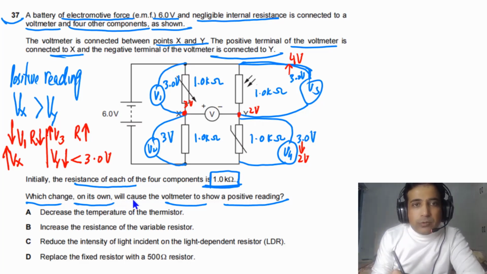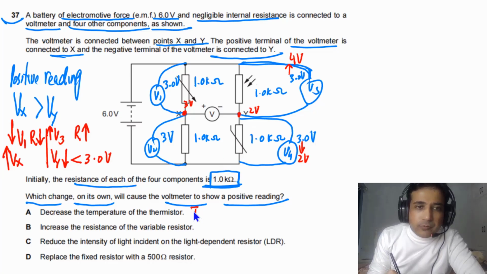Now let's look at the given options and try to figure out the answer. Decrease the temperature of the thermistor. If we decrease the temperature of the thermistor, the resistance of the thermistor will go up. So this reading will go up. So it is not possible. This reading will go higher, so the reading on the voltmeter will be negative. So this option is not possible.